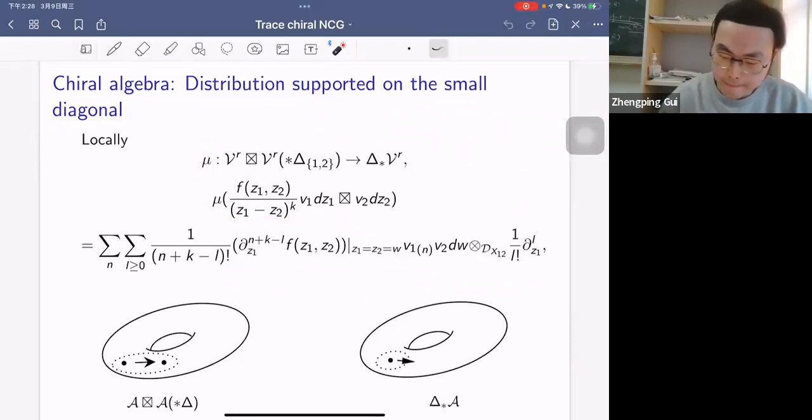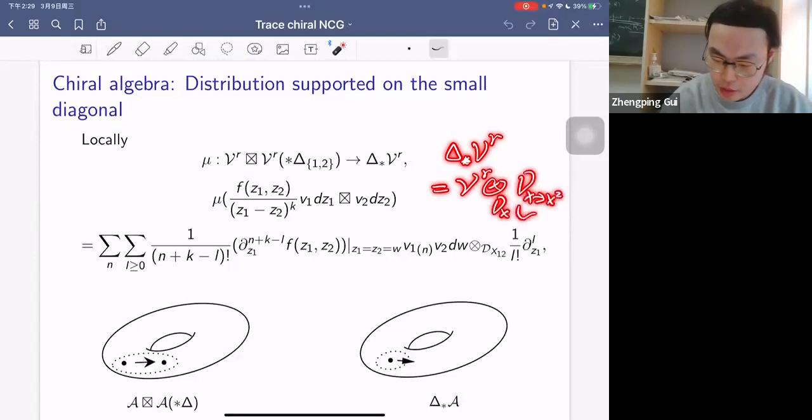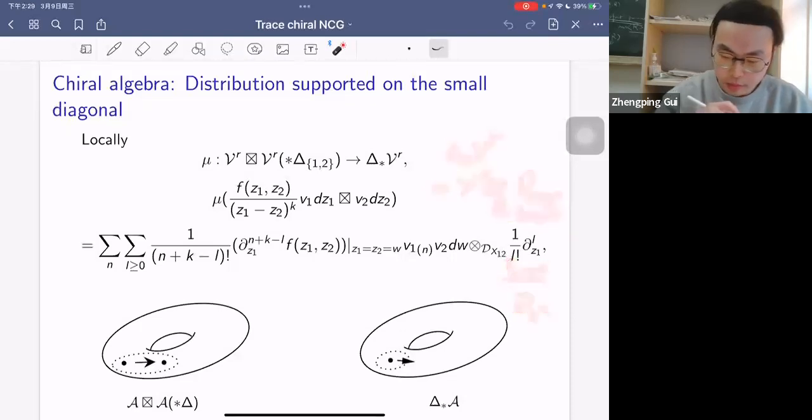We write the D module push forward in this way. So we have a right D_{X^2} module here. So this corresponds to the factor here. So one can verify that the mu defined in this way is a chiral algebra structure.